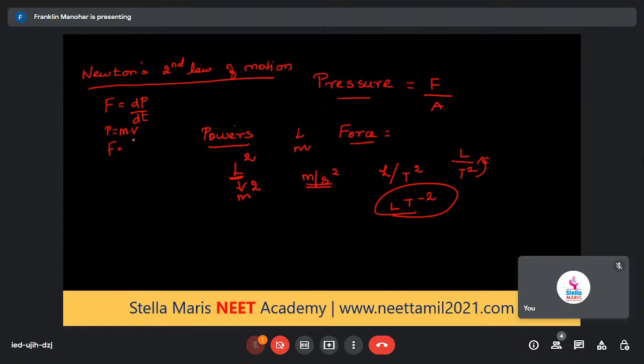Okay? So since p is equal to m into v, substitute here. Since m is constant, you just take it outside, dv divided by dt. So what is dv divided by dt? Rate of change of velocity with respect to time. Okay, Sharon?